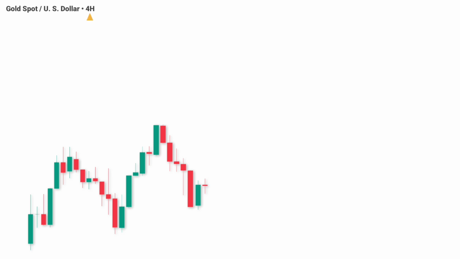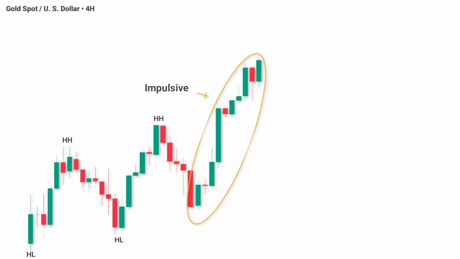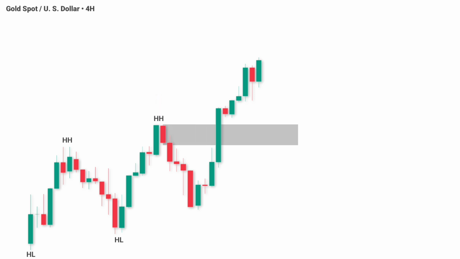On the higher time frame, price is in a clear bullish structure. Higher highs and higher lows are intact. There is no structural violation. At some point, price creates a strong impulsive move to the upside. Within that impulse, there is a bearish candle just before price accelerates higher. That bearish candle is the mitigation block.